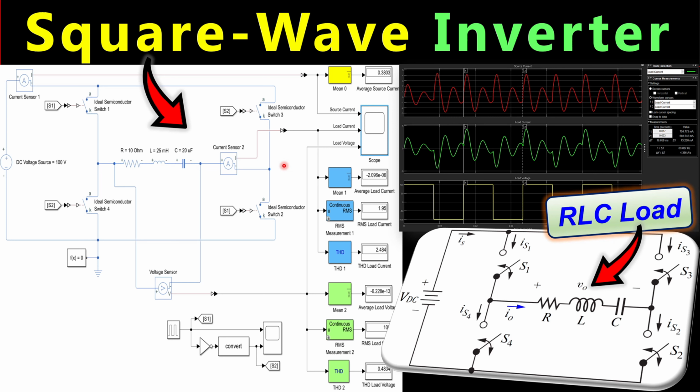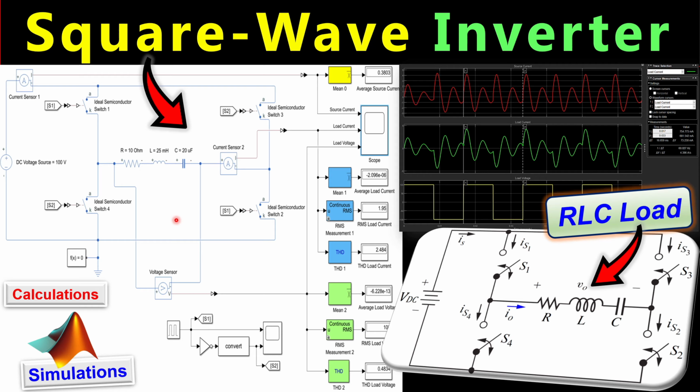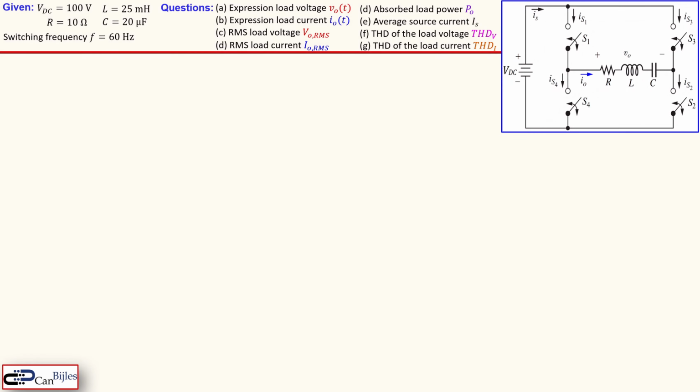In this example we will discuss the square wave inverter having a series RLC load as shown here. We will see that step by step in our calculation and also verify this in MATLAB Simulink simulations. In the previous examples we have seen that the load was resistive in the first case, then resistive and inductive in series, and now we have extended that to resistive, inductive and capacitive, so RLC.